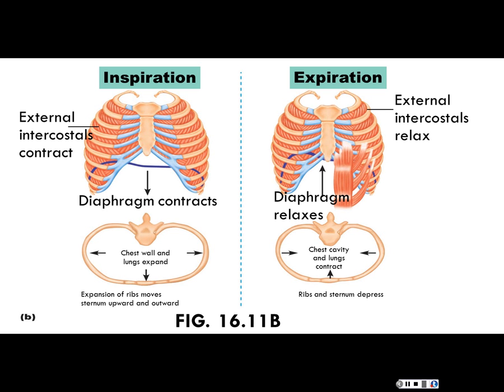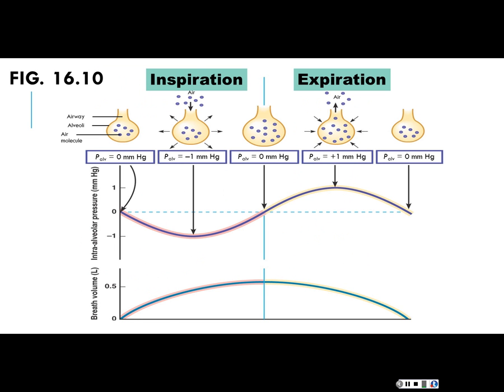When we inspire and expire, those concepts are plotted for you in figure 16.10. And you should be able to hopefully appreciate this inverse relationship between pressure and volume. If the volume increases, the pressure would decrease, and vice versa. Okay, so it's an inverse relationship. But we're continually moving air in and out, so our pressure is continually fluctuating. It's kind of up, down, if you will.